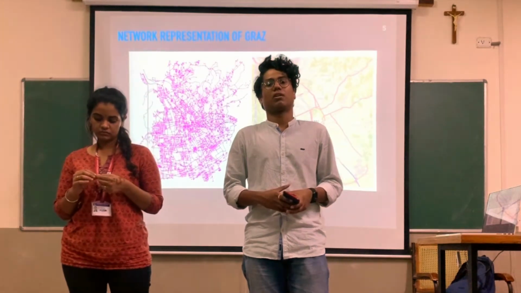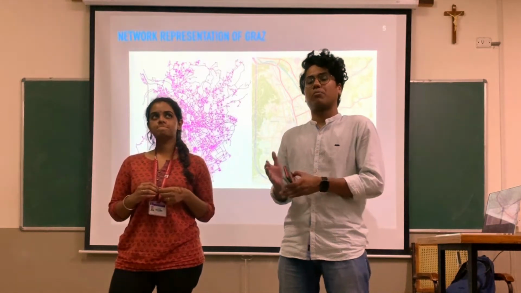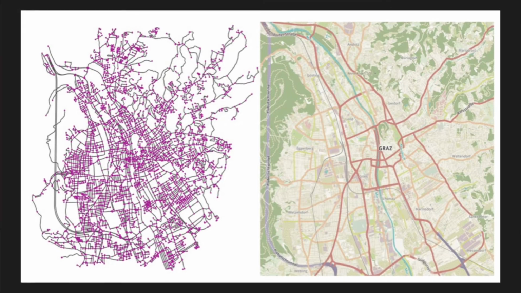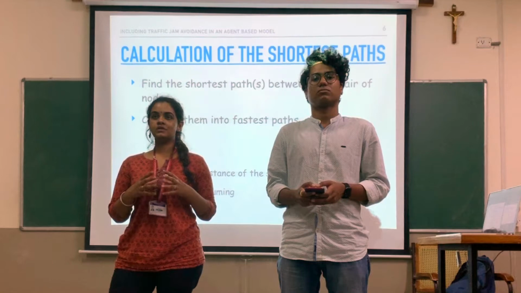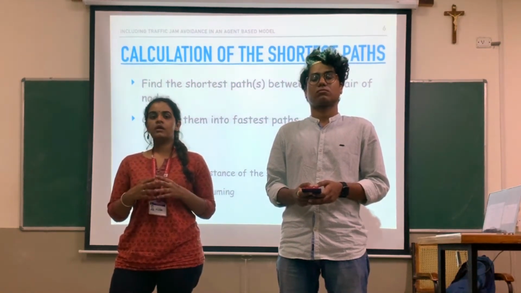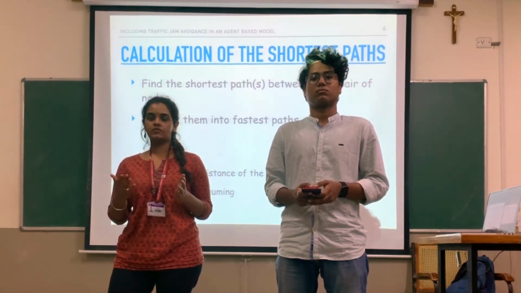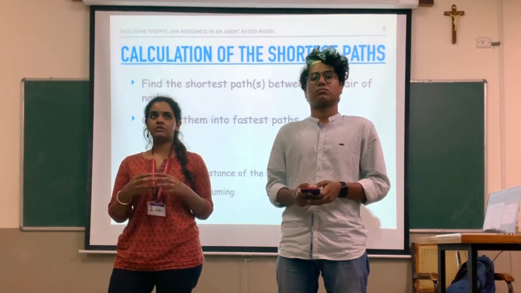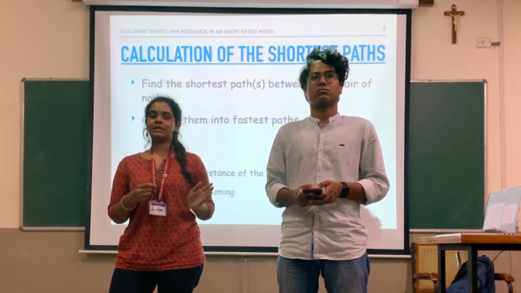Once the network was modeled, this is how we compare the computer-generated model versus the Google Maps image of the city of Graz. The researchers began by finding the shortest paths between two pairs of nodes. Now, it's not always necessary that the shortest path is the fastest path. In order to get the fastest path in terms of the shortest path, we have a load factor, which we'll be seeing in the following slides.